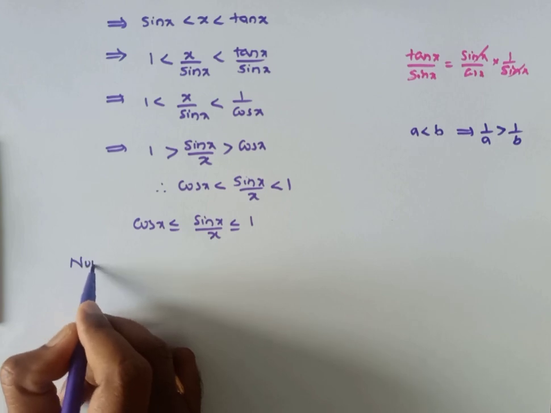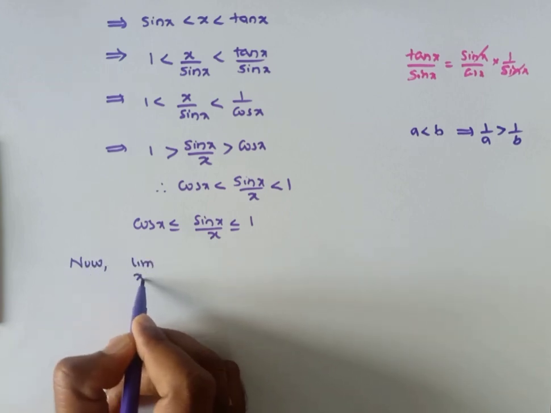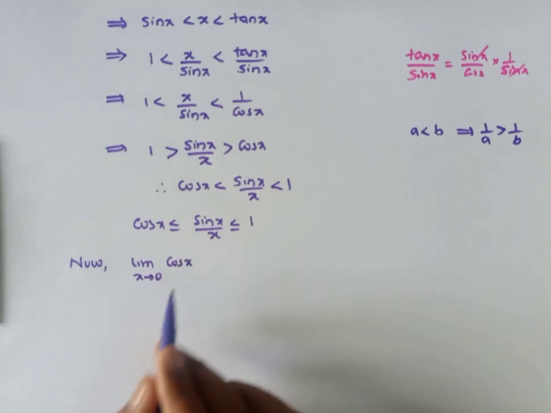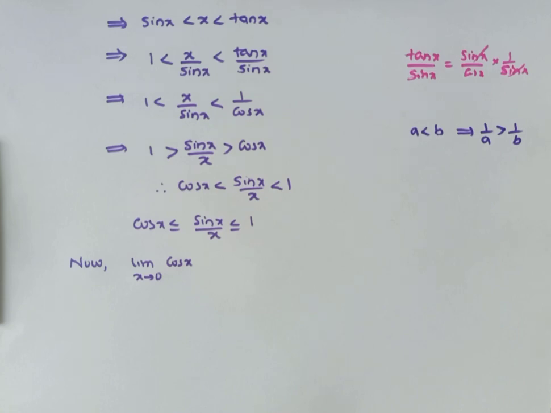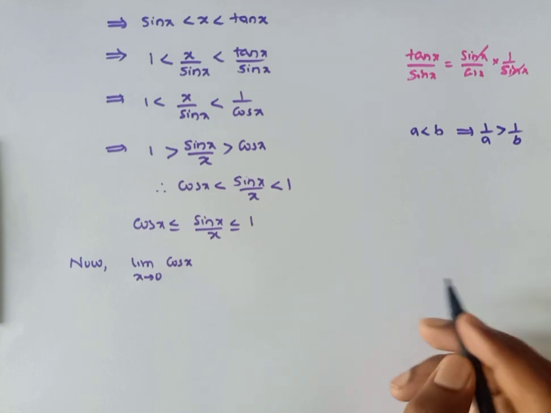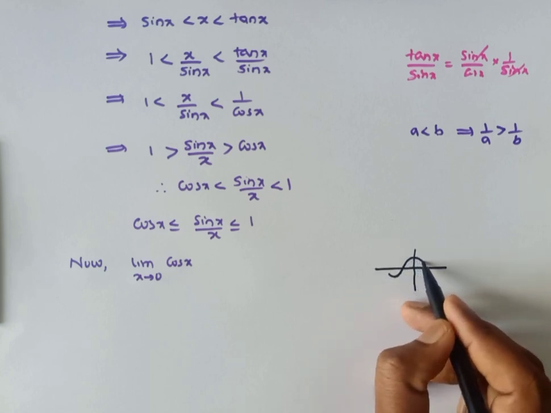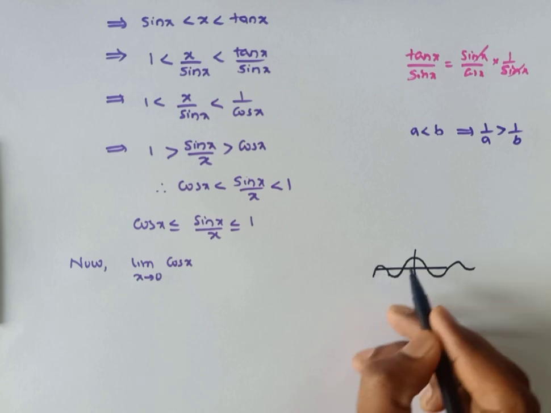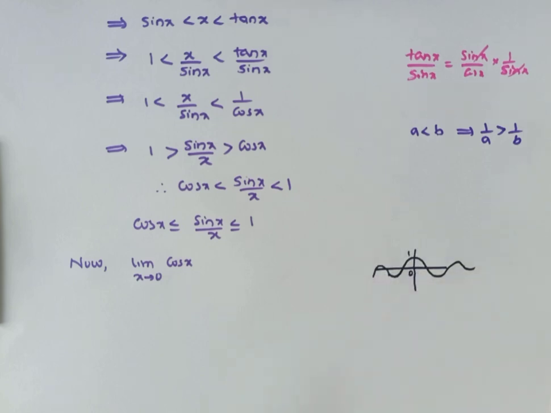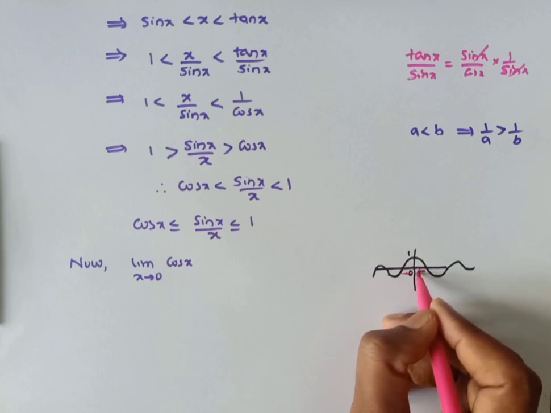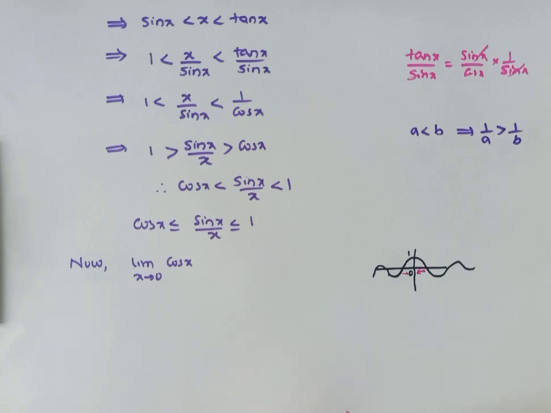Now evaluate limit x tends to 0 cos x. So as x goes to 0, then cos x is what? See, already we know the graph of cos x, right? And graphically the graph of cos x looks like this. So this is 1. So as x goes to 0 from the left hand side, f of x goes to 1. As x goes to 0 from the right hand side, f of x goes to 1. So therefore limit x tends to 0 cos x is, what happens? It becomes 1.